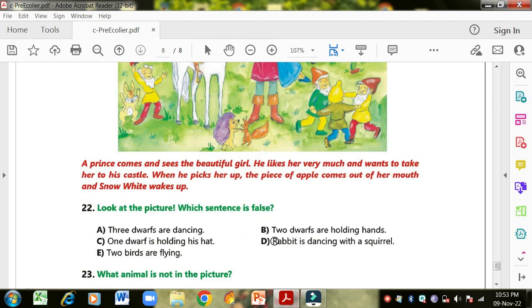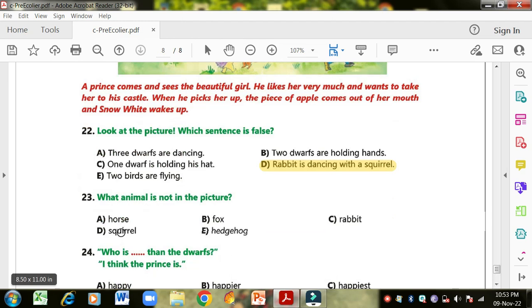Okay, but the false answer is that the rabbit is dancing with the squirrel. This is the wrong answer. This is false. The rabbit is happy and it is hopping and jumping with the dwarf. It's not dancing with the squirrel. The squirrel is dancing with the hedgehog. Okay, next is what animal is not in the picture?